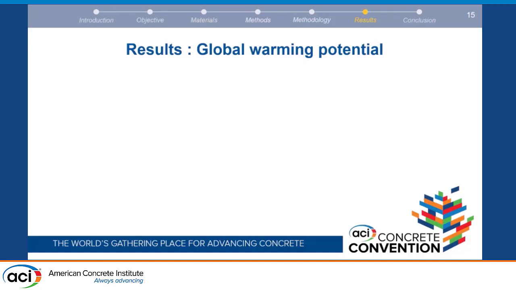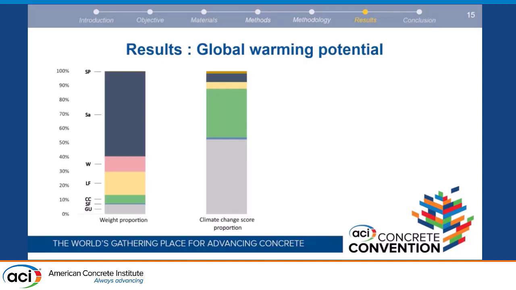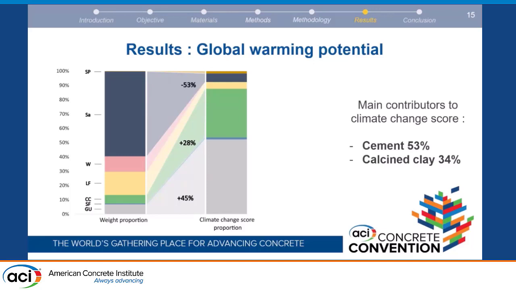So just for preliminary results concerning global warming potential, this is important because it will orient the study and orient the algorithm results. We plot the weight proportion of each mixed constituent against the climate change score proportion. And we observed that although accounting for as low as 7% and 6% of the weight proportion, the cement GU and the calcined clay CC account for more than 53% and 34% respectively of the global warming potential. And so the substantial impact of calcined clay can be attributed to kaolin production, kaolin calcination, and calcined clay transportation.